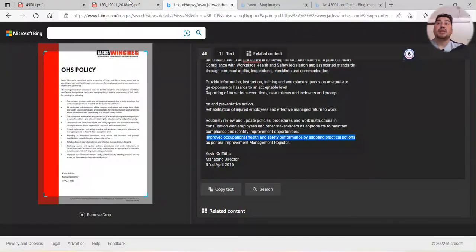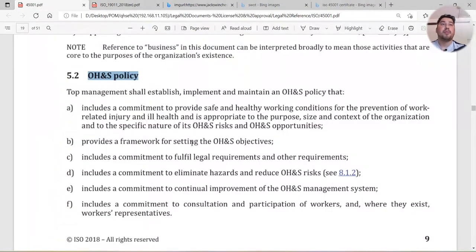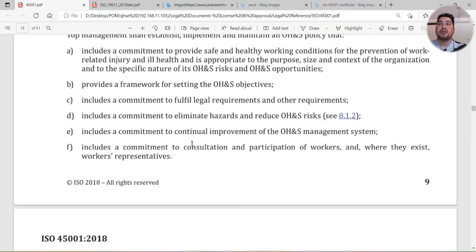So one more requirement I would like to state here. Whenever you are making the policy, you have to state in the policy when you are going to review this policy, maybe annually, maybe every year, maybe 6 months, maybe every 2 years. So that should be indicated in your policy also. So that is the requirement.